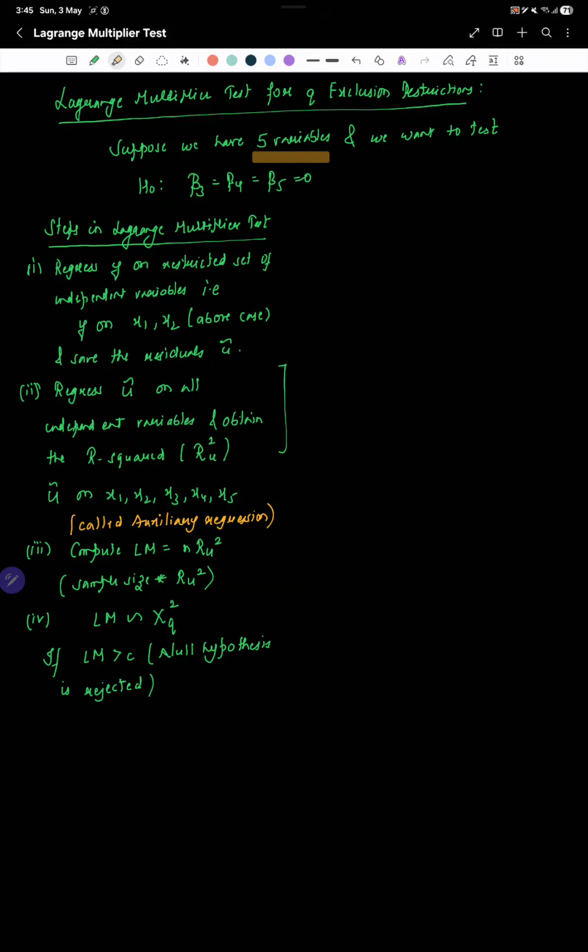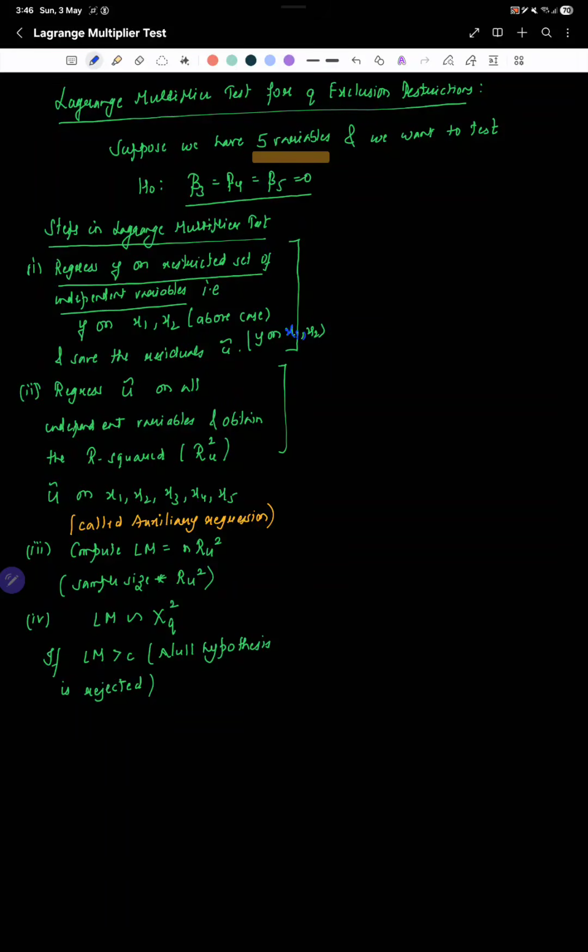So the steps involved in the Lagrange multiplier test are as follows. First step is to regress the y variable, the dependent variable, on the restricted set of independent variables. So you have the restrictions imposed with respect to beta 3, beta 4 and beta 5. So you are left with only variables x1 and x2. So regress y on x1 and x2, and then obtain the residual from this regression.